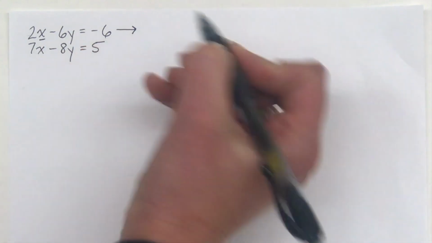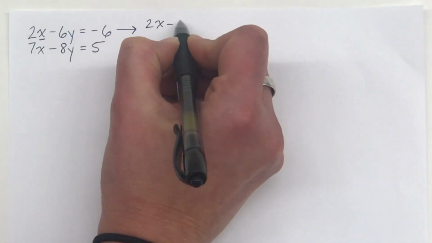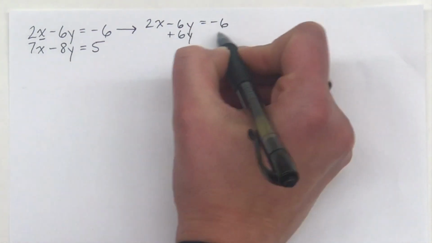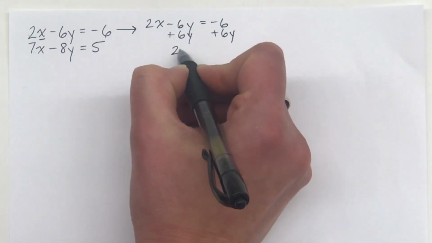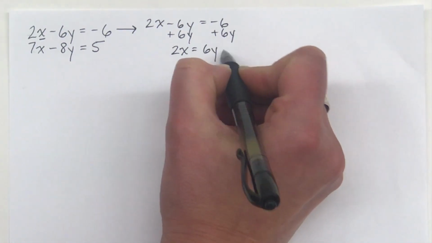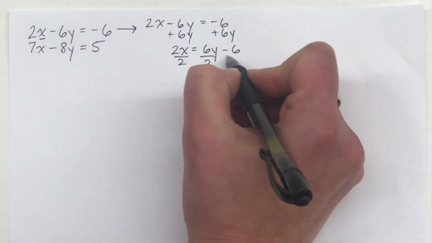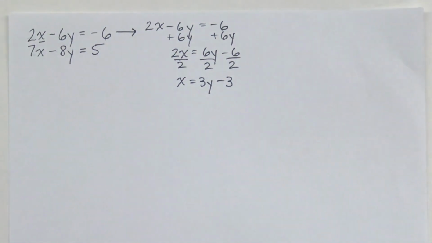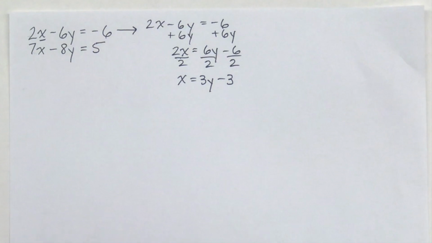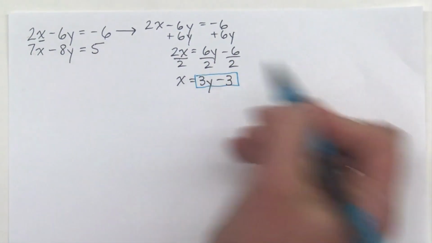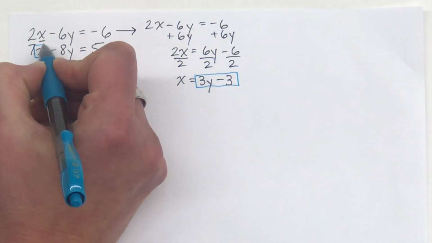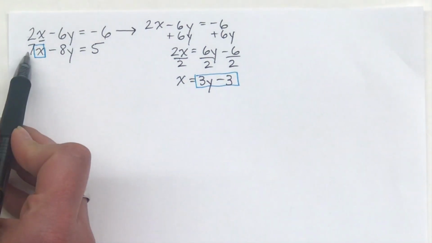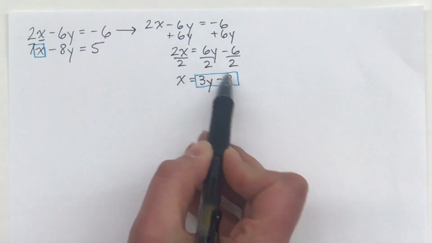So if I take this equation over here, and I have the 2x minus 6y is equal to negative 6, and I'm going to solve for this x, that means I'm going to add 6y to both sides of the equation. I'm left with 2x is equal to 6y minus 6. Divide everything by 2, and now I have x is equal to 3y minus 3. Don't forget that we took this from the top equation. So now we know x is equal to this expression, so we need to replace the x in the bottom equation with that equivalent expression.